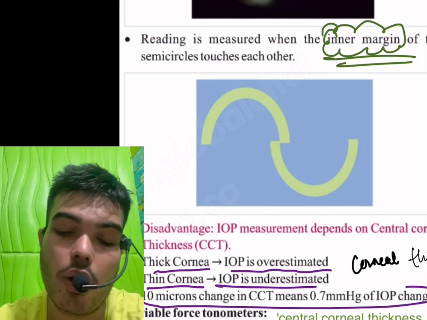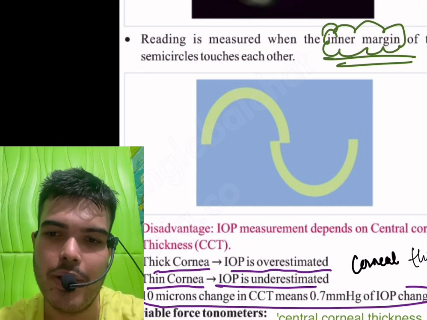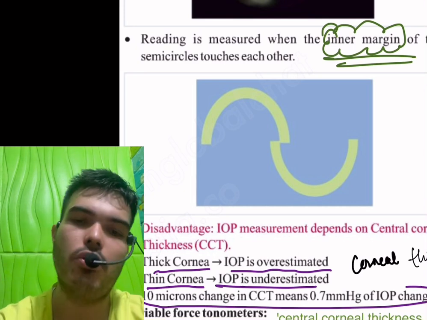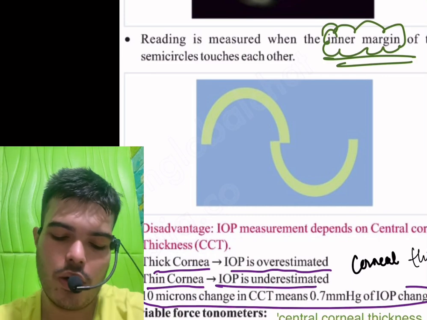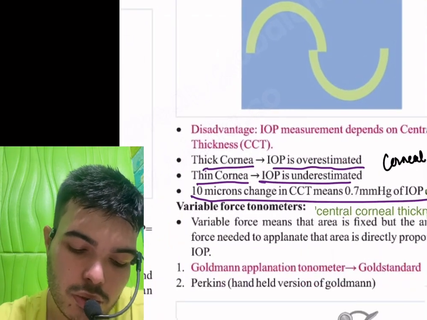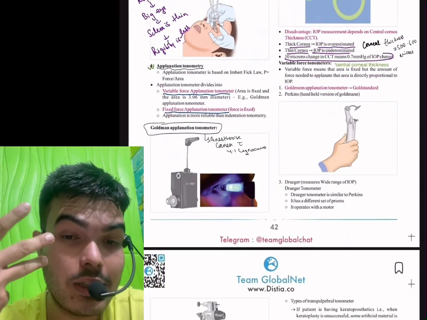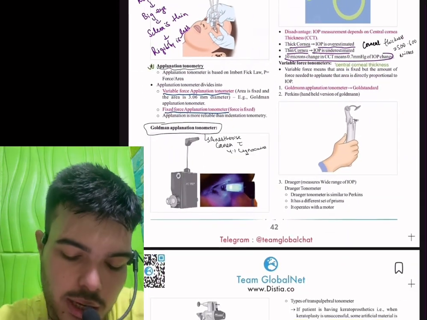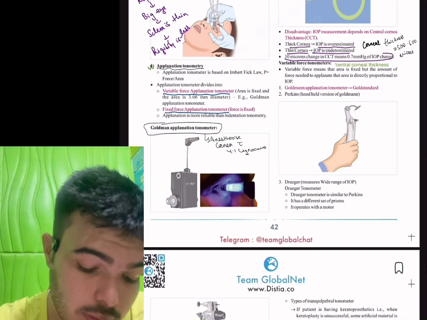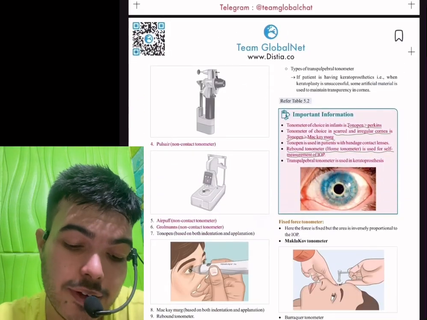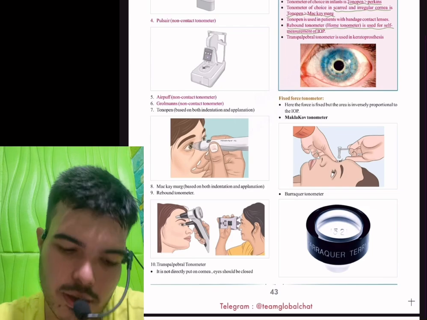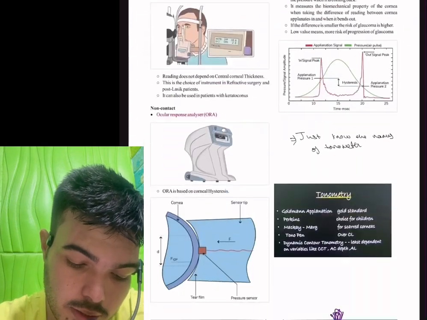But the central corneal thickness becomes a role player. If you have a higher central corneal thickness, then the IOP will be overestimated. So this is also not that good a method. The best method is Perkins, Mackay-Marg, Kaufman's. Or you can also use Pulsair, Tonopen. These are the different methods. Just the names are enough for us at our level. Let's go to the next model.